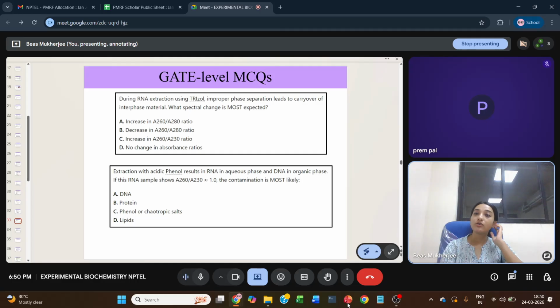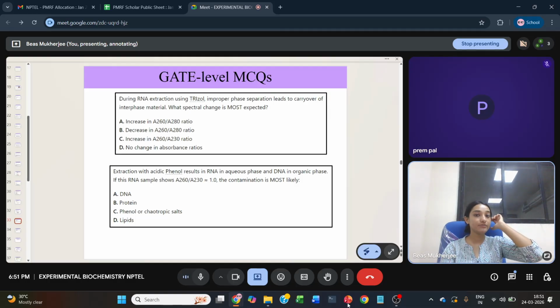Now, during RNA extraction using TRIzol, improper phase separation leads to carryover of the interface material. So what spectral change is most expected? If you remember, at the interface there was DNA, right? So now what will you see? Increase in 260 by 280, decrease in 260 by 280, increase in 260 by 230, or no change in the absorbance ratios.